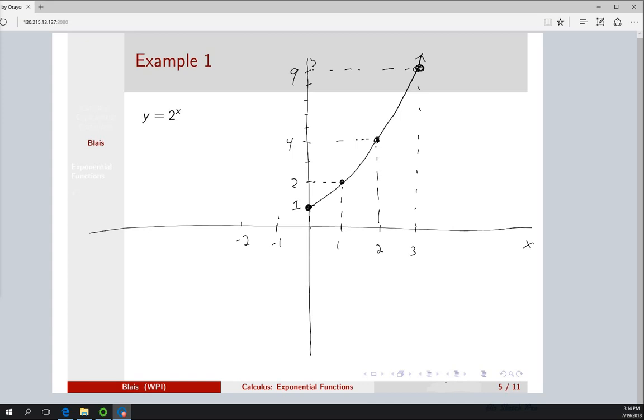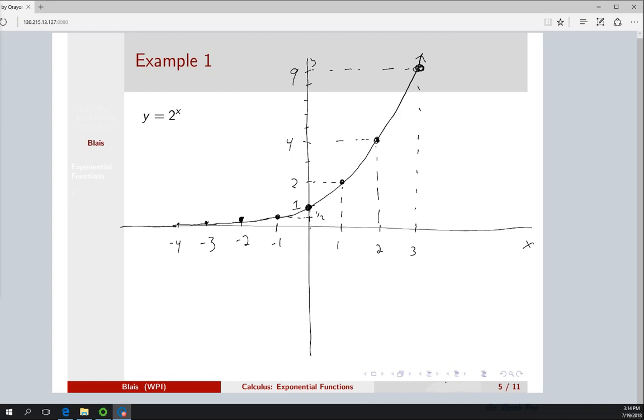2 to the minus 1 is 1/2. 2 to the minus 2 is 1/4, even lower. And 2 to the minus 3 is 1/8. And you can see how we're really getting 2 to the minus 4 is 1/16. And you can see how we're getting very close. We're honing in on the negative x-axis as x goes to minus infinity.